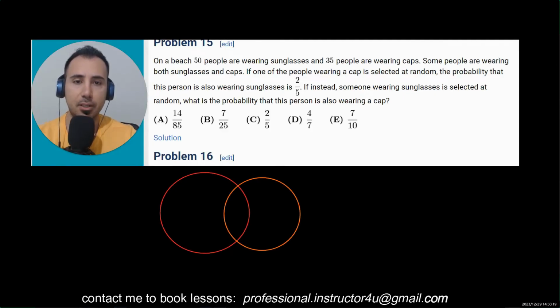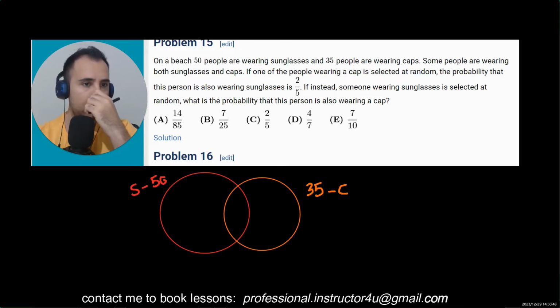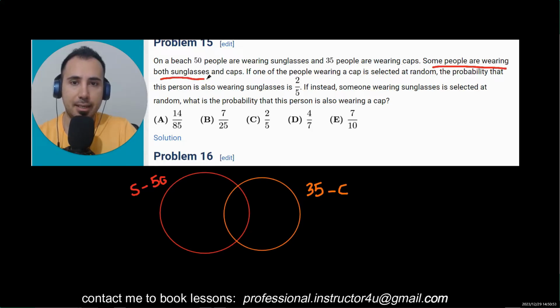If you can't do problem 15, there is only one reason, and the reason is that you don't understand the question 100%. If you understand it, then you will do it. On a beach, 50 people are wearing sunglasses and 35 people are wearing caps. I made the orange one 35. It's just a little smaller. So wearing caps, 35. The larger one is actually wearing sunglasses and it's 50. Now, some people are wearing both sunglasses and caps.